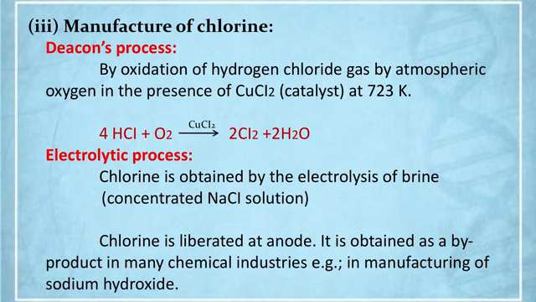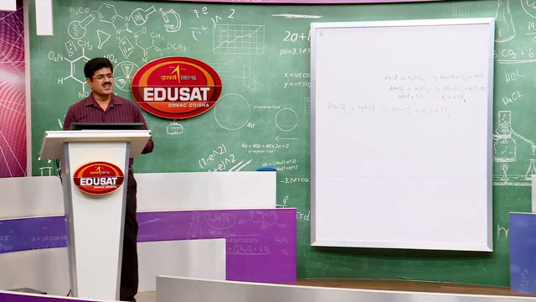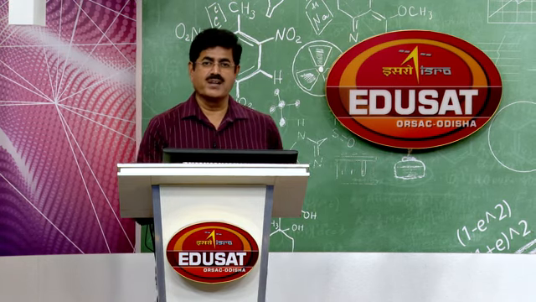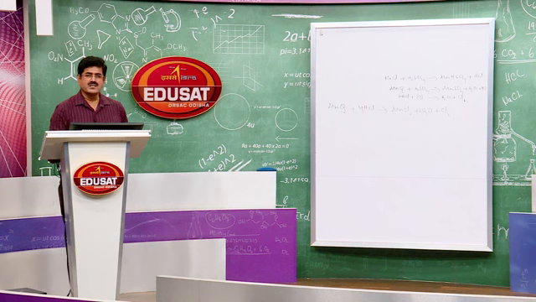Concentrated NaCl solution upon electrolysis liberates chlorine gas at the anode. Can you tell me which gas is liberated at the cathode when NaCl solution is electrolyzed? Chlorine gas is liberated at the anode, but which gas is liberated at the cathode? Students, this is the electrolysis of NaCl. You must have a proper understanding of electrolysis. You have already learned electrolysis.